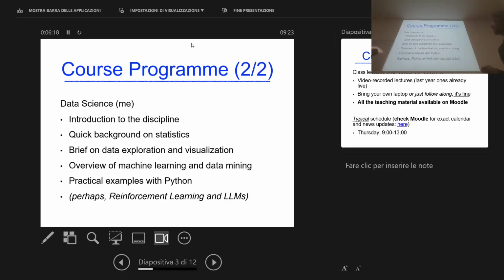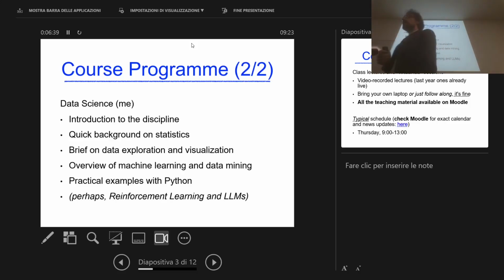Then I would say that the big deal of the course will be an overview of different machine learning techniques. This is a big part, again, in data science. We will try to do as many practical examples as we can, again, at the price of not fully understanding every detail of the code that we will look at.